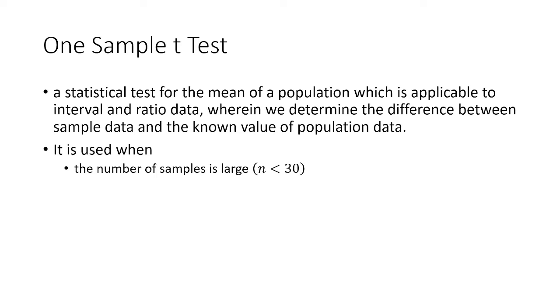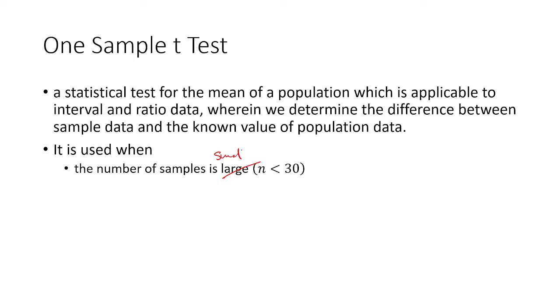The one sample t-test is the same set of tests as the z-test. It is also a statistical test for the mean of the population, which is applicable to interval and ratio data, wherein we determine the difference between the sample data and the known population data. The only difference between the one sample t-test and the z-test is the use of our samples. It is used when the number of samples is not large, it is small.